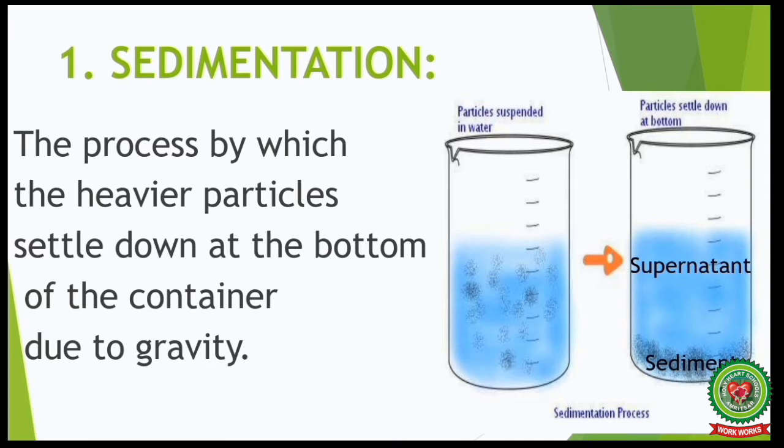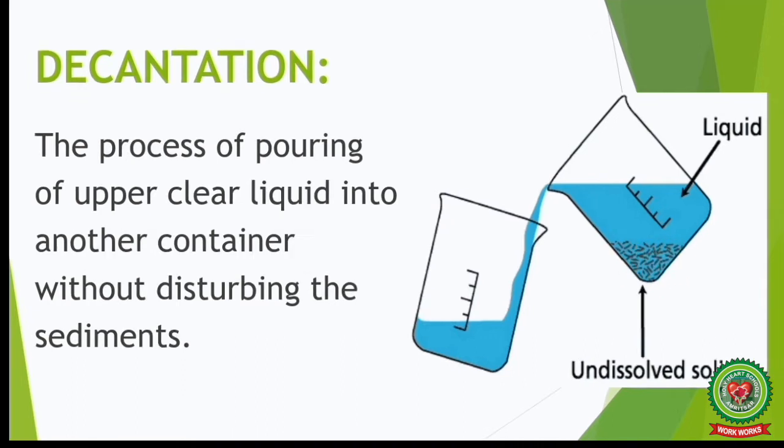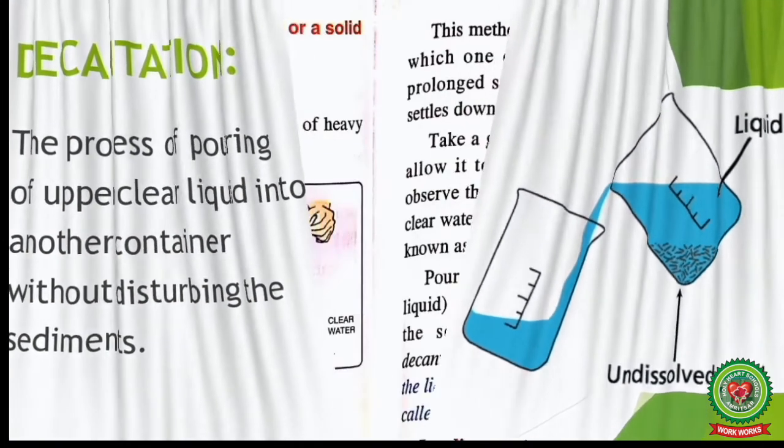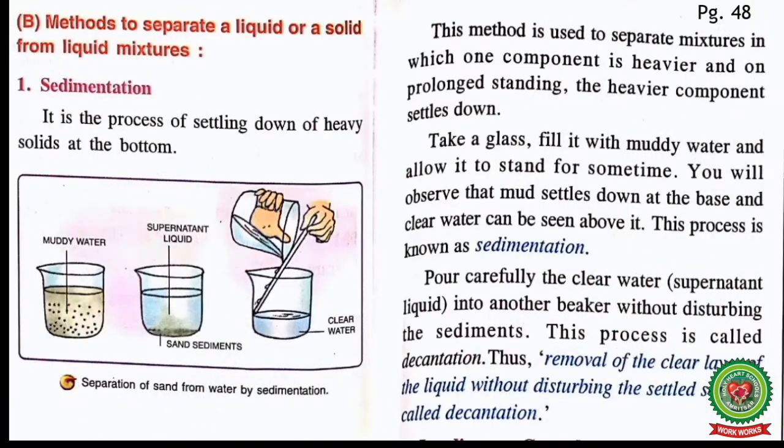Then this clear liquid called supernatant is poured into another container without disturbing the sediments. In this way, we can separate sand from water, and this process of pouring the upper clear liquid into another container without disturbing the sediments is called decantation. Let's read the topic from the book for better understanding. Open your books on page number 48.